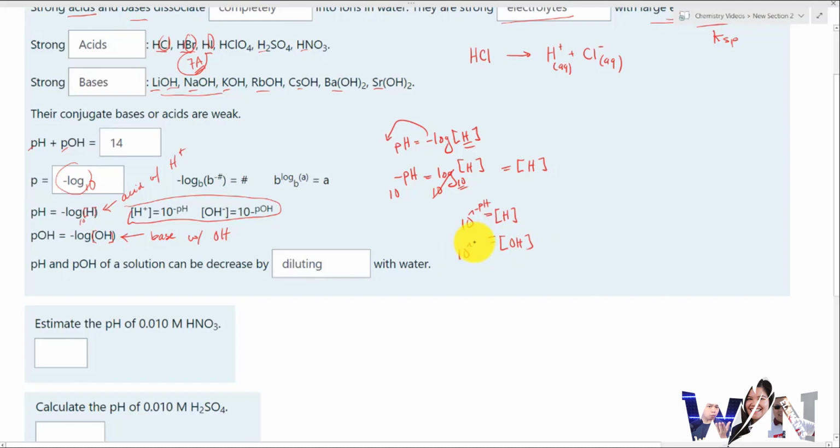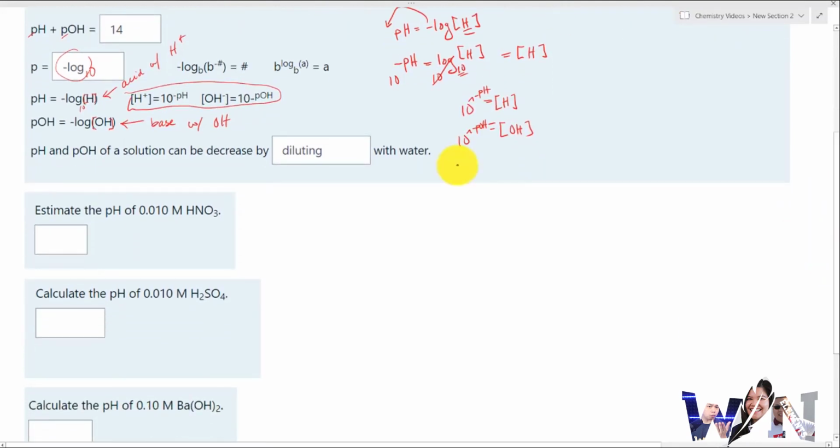10 to the power of negative pOH. There you go. See that? So easy, isn't it? And of course, you don't really use the caret symbol for now, but I just want to show it to you, just to represent that it is an exponent power, okay? So for now, you can write it like this, 10 negative pOH, there you go, or 10 negative pH. Just make sure this is an exponent, okay? So be careful with that.